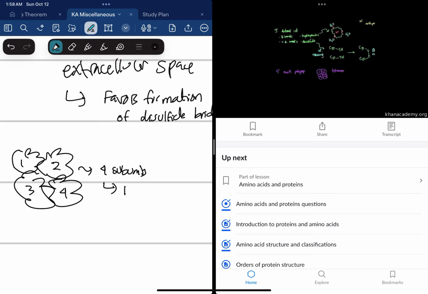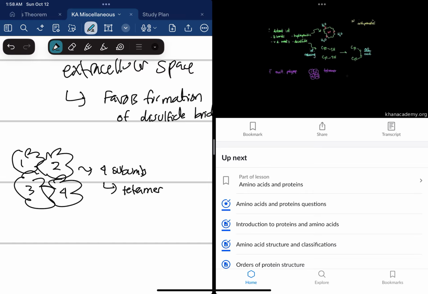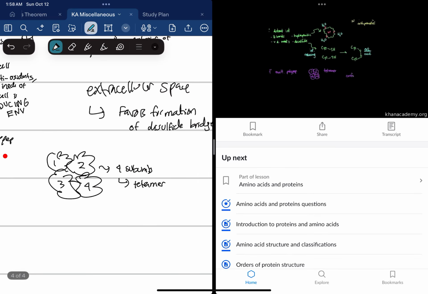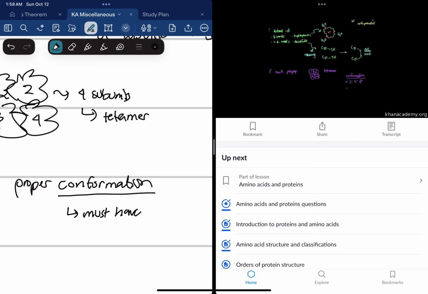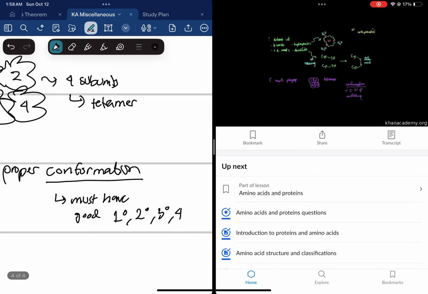So the term for a completely properly folded up protein is called the proper conformation of a protein. And to achieve the proper conformation, you must have the correct primary structure, secondary structure, tertiary structure, and quaternary structure. And if any of these levels of protein structure were to break down, then you start to have misfolding, which can then contribute to any of a number of disease states.